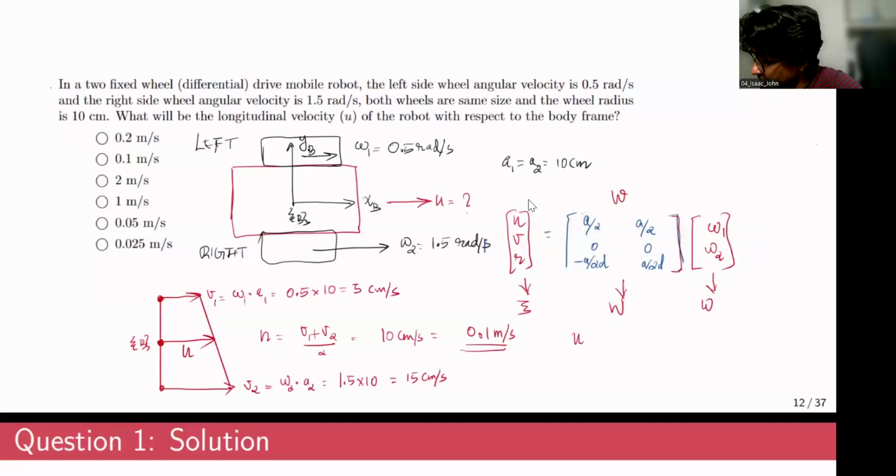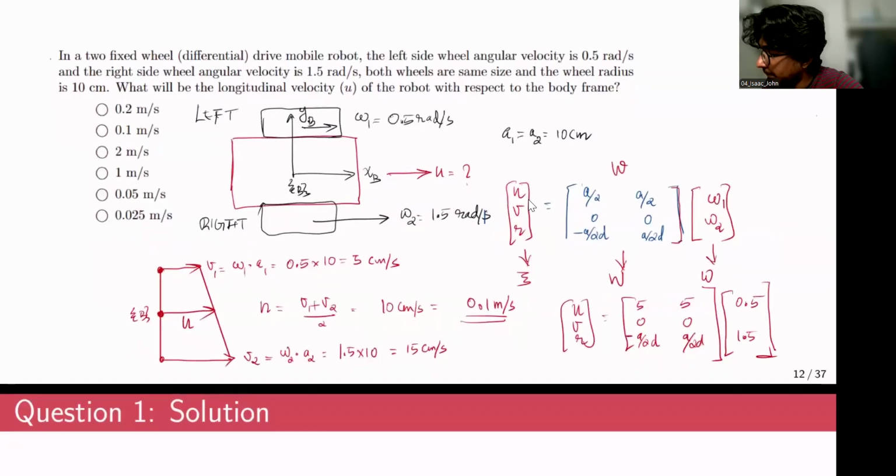So UVR is nothing but, A is given as, how much is A? It's given as 10 centimeters. So A by 2 is 5 centimeters. The second row is going to be 0. And the third row is 10 by 2 multiplied by D. D is basically irrelevant in this case. A by 2D, it's minus A by 2D and plus A by 2D. And we multiply this with the wheel angular velocities, that is 0.5 and, sorry, 1.5.